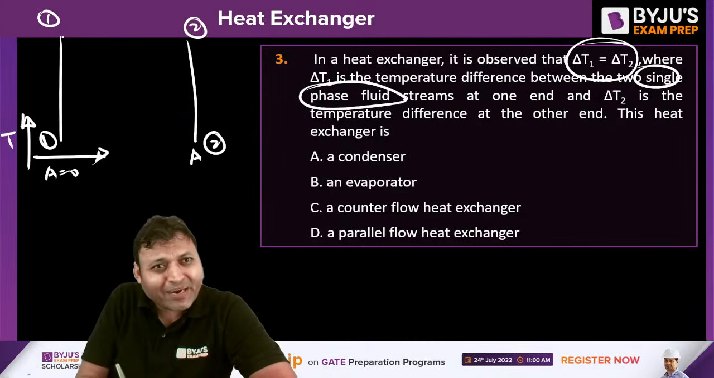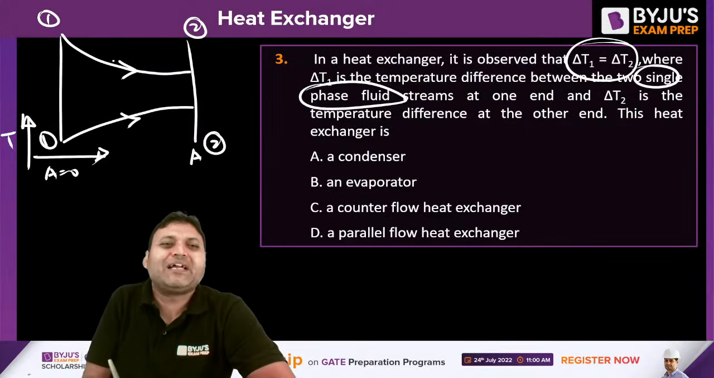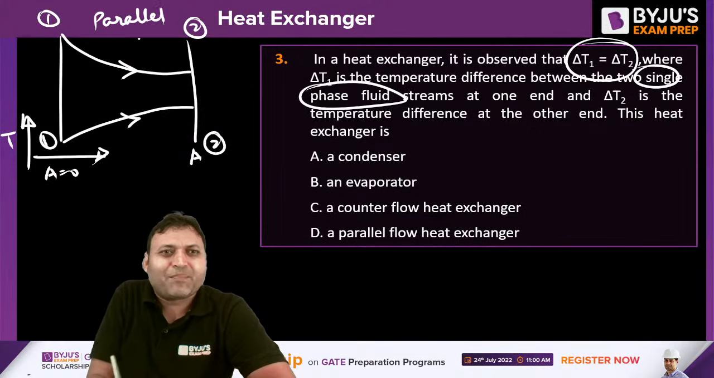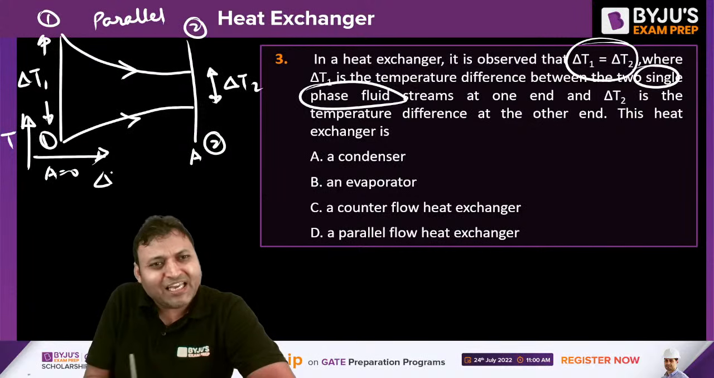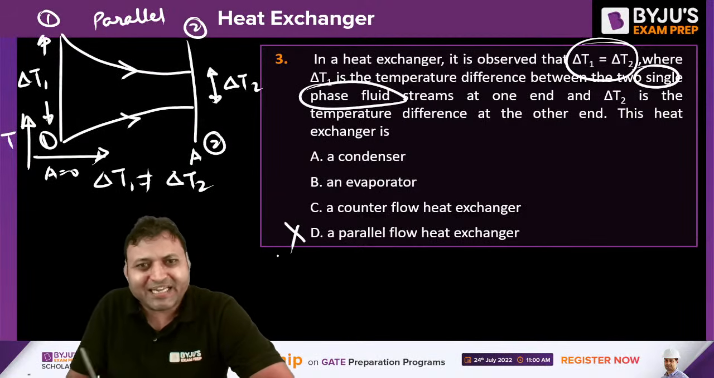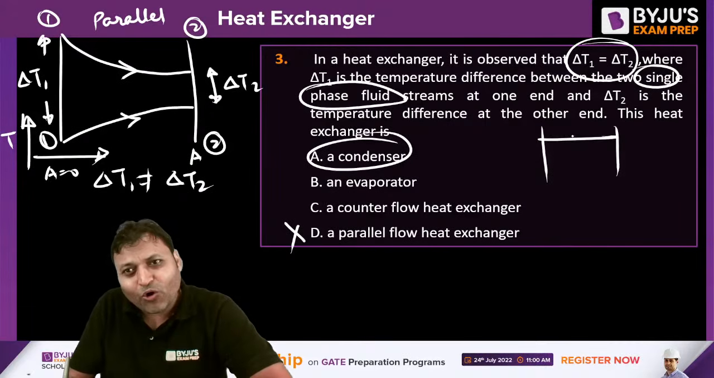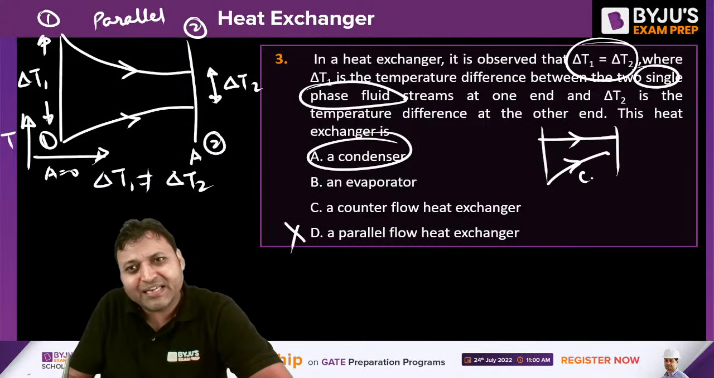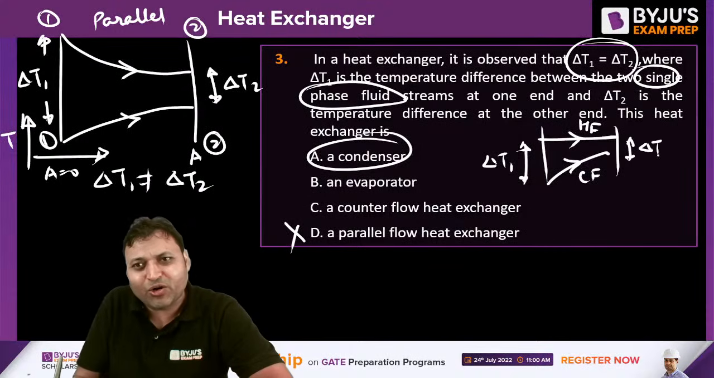If we draw the temperature profile for a parallel flow heat exchanger, this is how it looks. This is the temperature profile for parallel flow. This is delta T1 and this is delta T2. So delta T1 cannot be equal to delta T2 for parallel flow. It cannot be possible. If we draw a temperature profile for a condenser, the hot fluid will be a horizontal line and the cold fluid is a curve. This is the condenser. So in a condenser also, delta T1 and delta T2 cannot be the same.